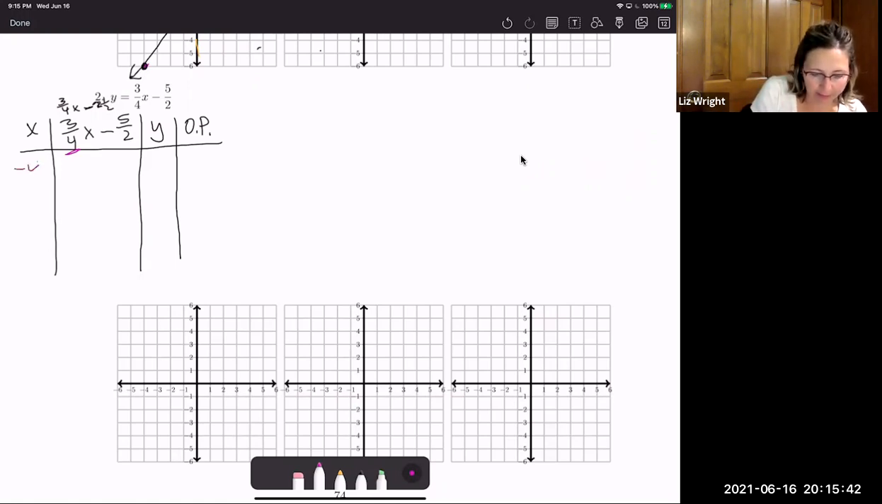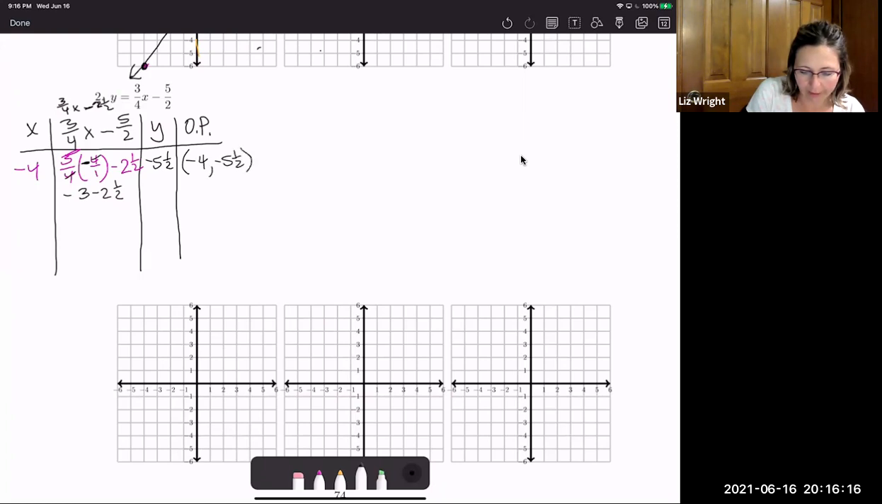All right, so here we go. This time I'm going to choose -4. So we're going to have 3/4 times -4/1 minus 2 1/2. My 4's here are going to cancel. Don't forget the negative though. So I've got -3 minus 2 1/2, which is going to give me -5 1/2. Then I'm going to graph the point -4, -5 1/2. So about right there.